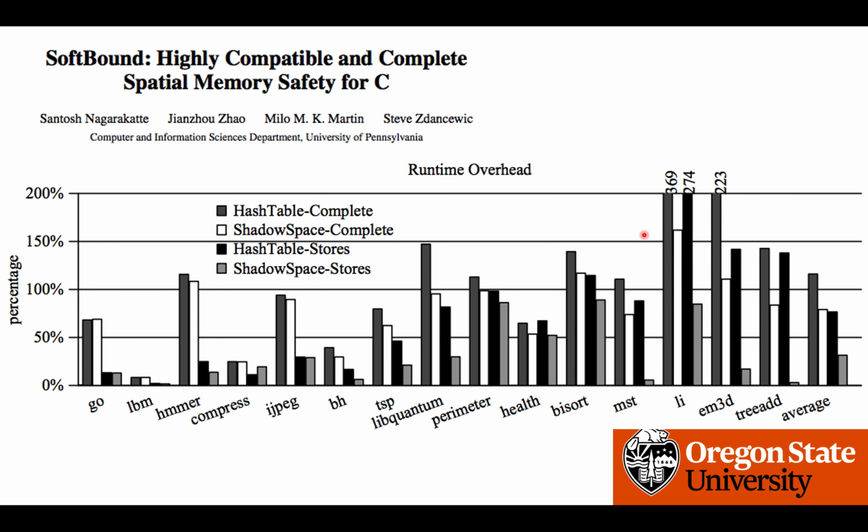And this is the performance benchmark graph of the SoftBound paper. You can see that this will incur around 100% overhead, which means 2 times slower. And then for some of the programs, it adds around 200 or 300% overhead, which means 3 to 4 times slower.